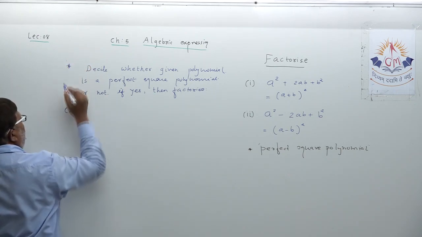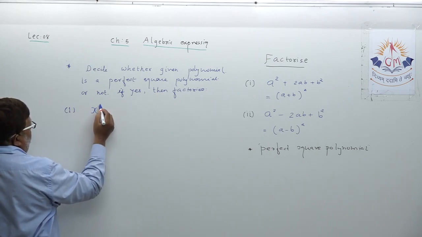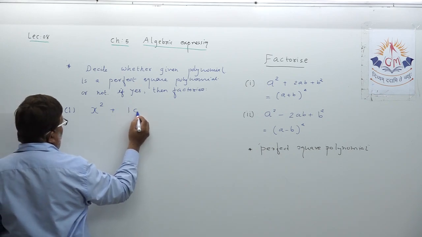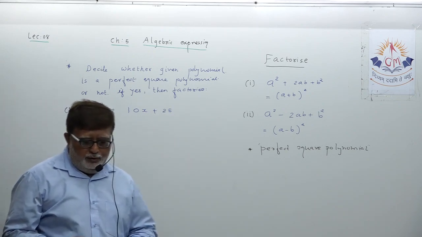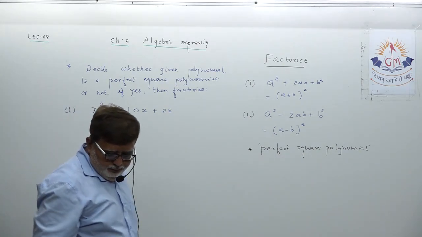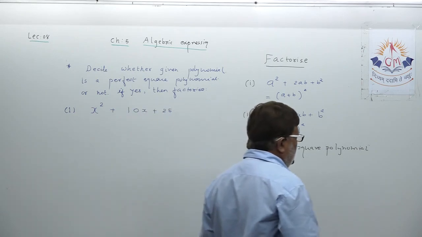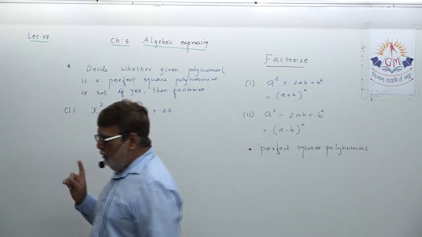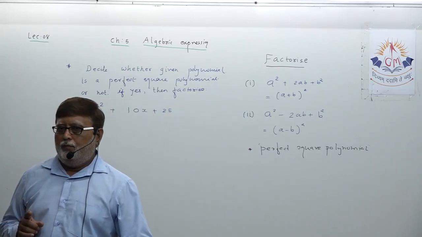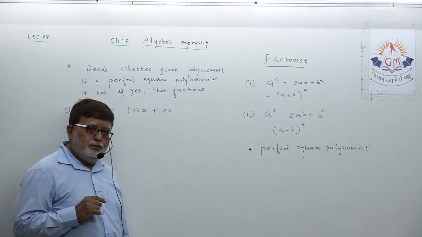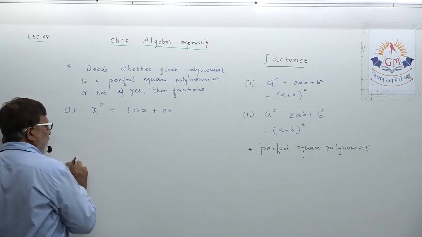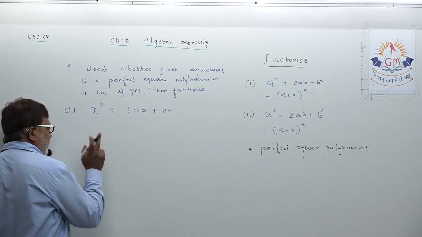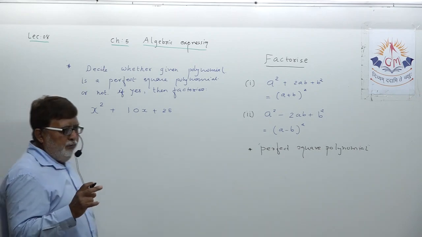Suppose you are given a polynomial like this, x square plus 10x plus 25. First, dear student, you have to decide whether this particular polynomial is a perfect square polynomial or not, and if yes, then we will factorize it. How to decide whether it is a perfect square polynomial or not? This phrase, perfect square polynomial, needs to be implanted in your mind.